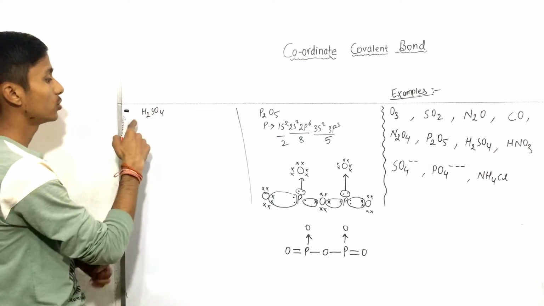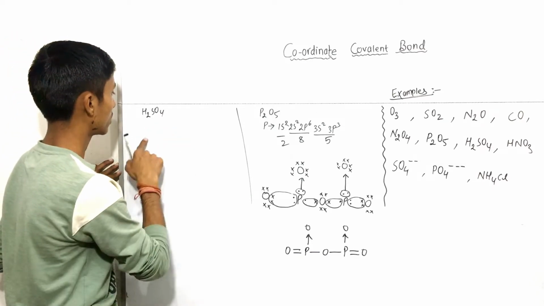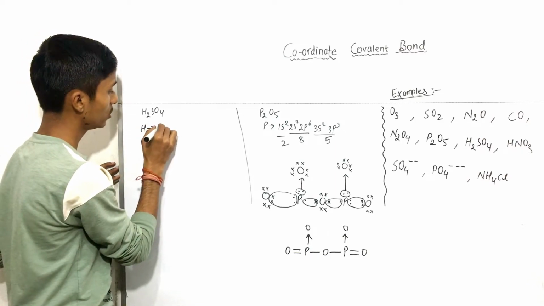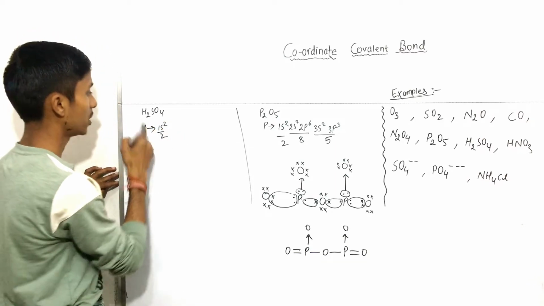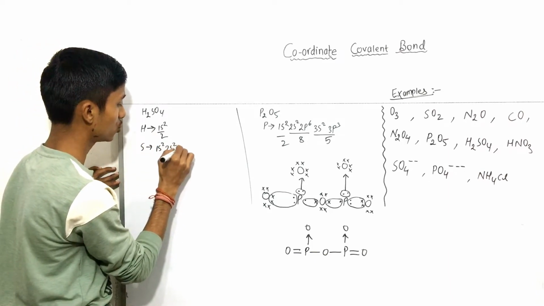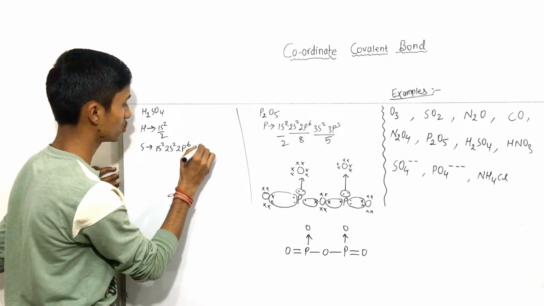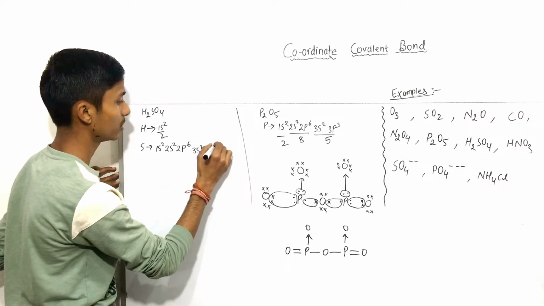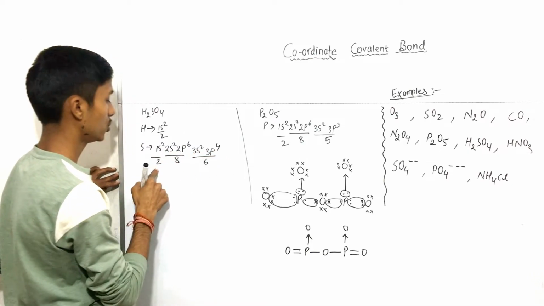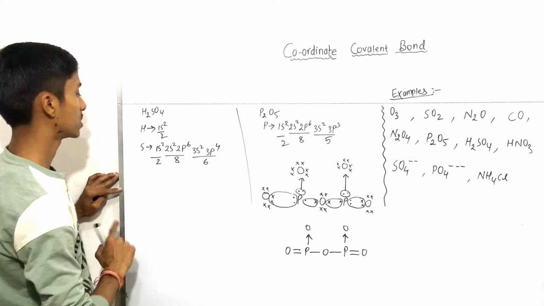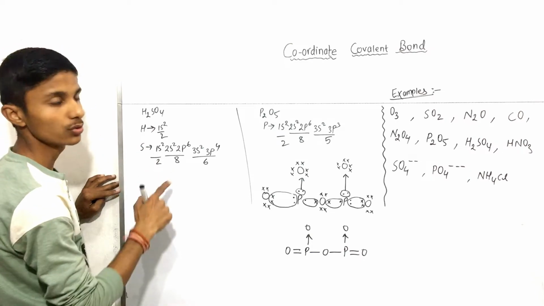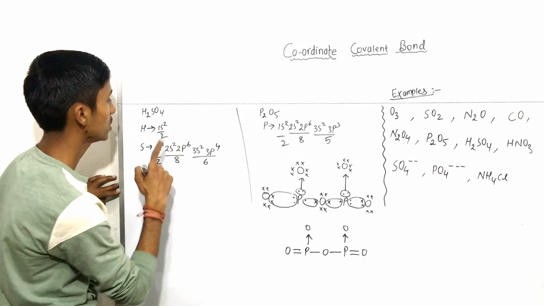Now we take another example, H2SO4. Here 2 hydrogen atoms, 1 sulfur atom and 4 oxygen atoms. So here for hydrogen we know 1s2, and for sulfur 1s2, 2s2, 2p6, 3s2, 3p4. Here 6, 8 and 2, 2 plus 8 is 10, plus 6 is 16. Atomic number of sulfur is 16. And oxygen we know its valence electron is 6.